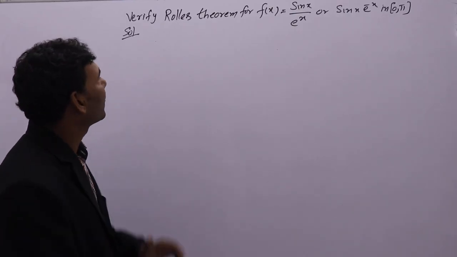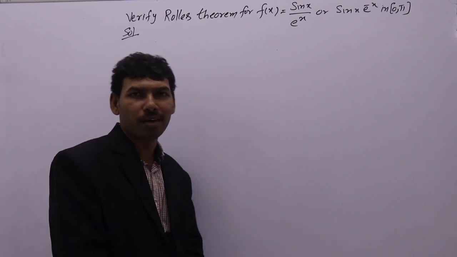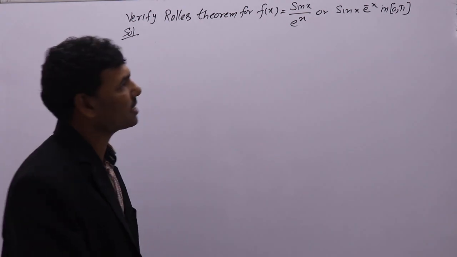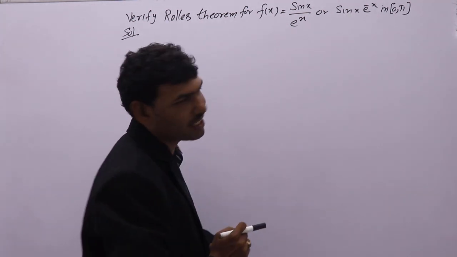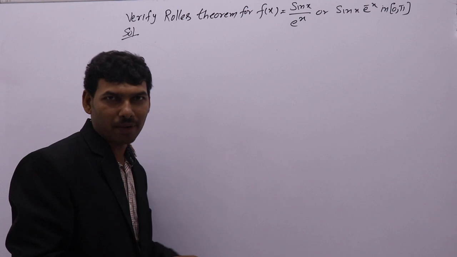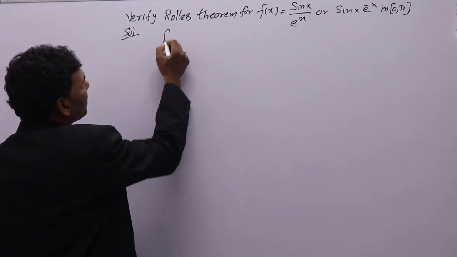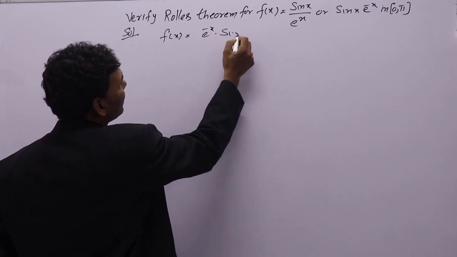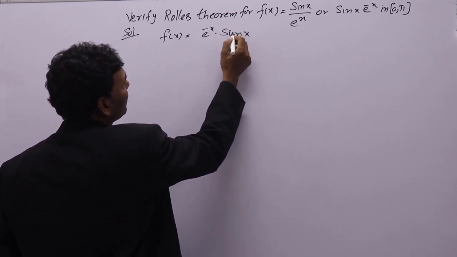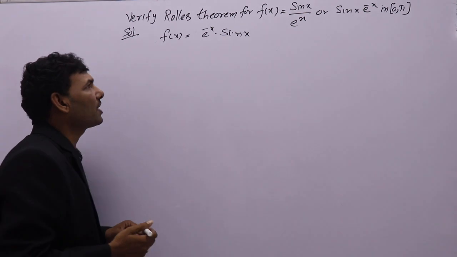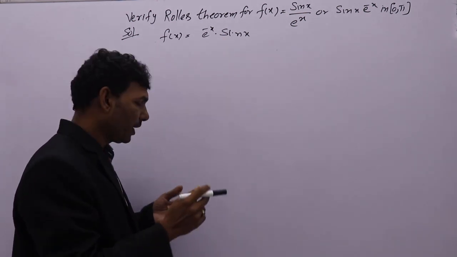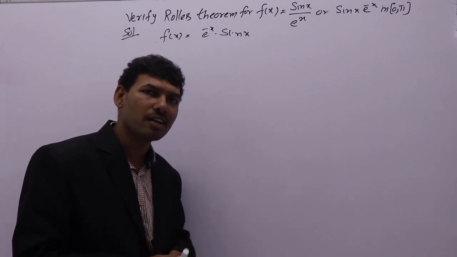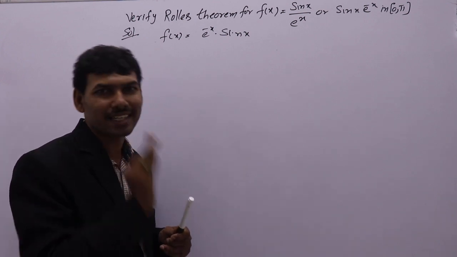So now the next problem: verify Rolle's theorem for the function f of x equal to sin x by e power x, or sin x into e power minus x, in [0, pi]. So the given function I am writing like this: e power minus x into sin x. So this is the function given. Now we need to check whether we can apply Rolle's theorem for this function or not. For that you need to verify 3 conditions.